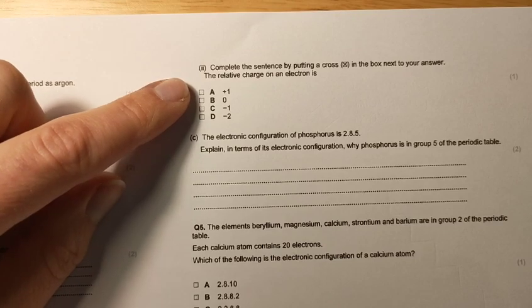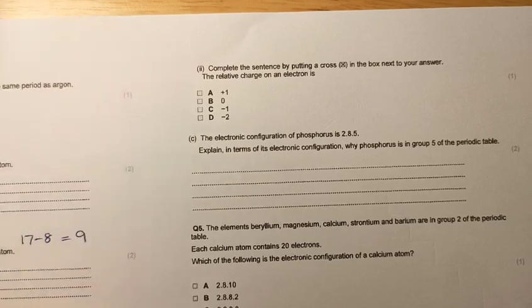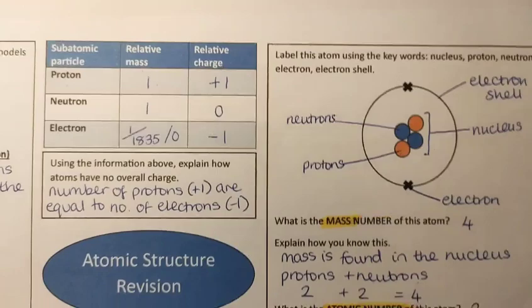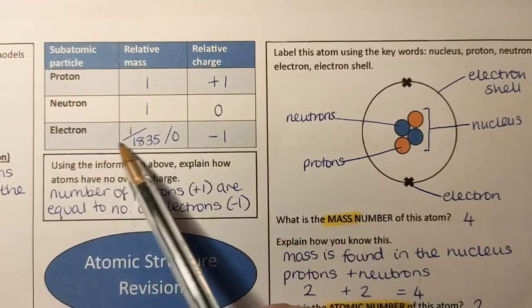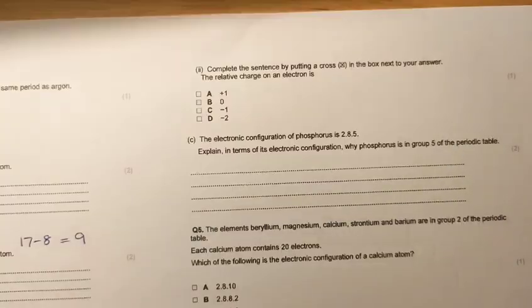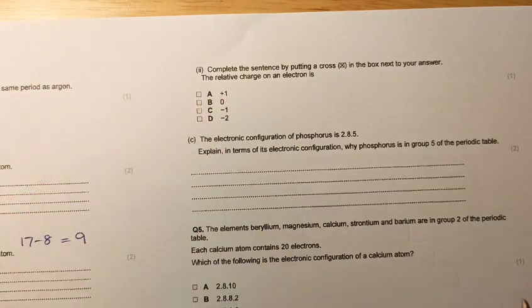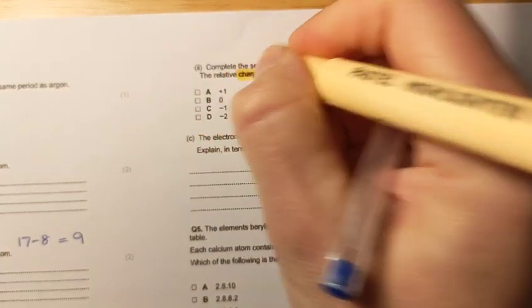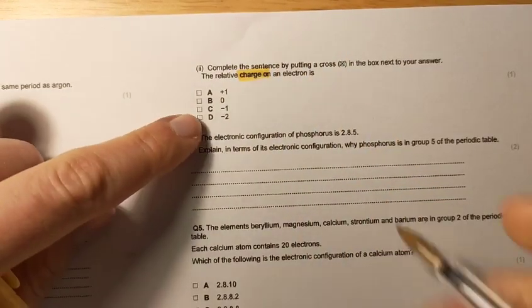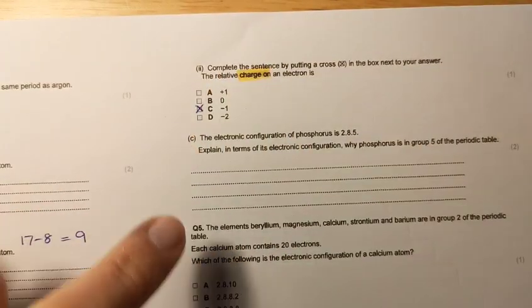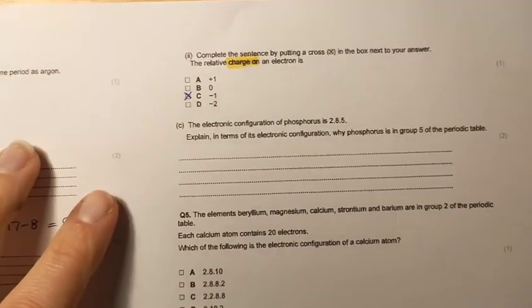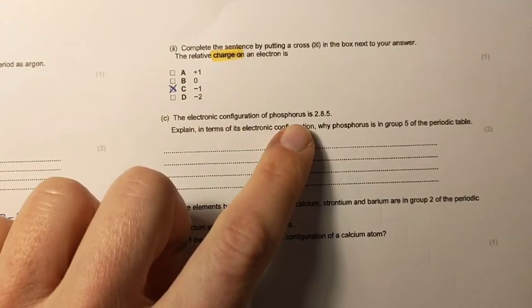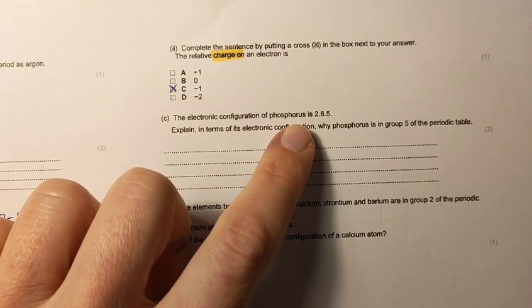Complete the sentence by putting a cross in the box. The relative charge on an electron. Let's go back to our previous one here. The relative charge on an electron, -1. So let's just check it. Highlight there, it's the charge, not the mass, it's the charge. Relative charge is -1. So next one, the electronic configuration of phosphorus is 2, 8, 5.